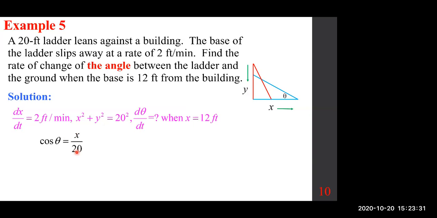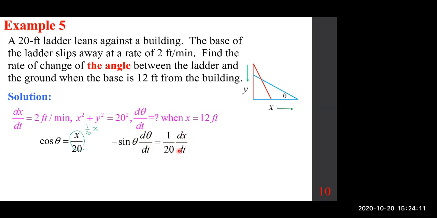Now, this is a very simple differentiation. Before we do that, I want everybody to see this is the same as saying 1 over 20 times x. And I say that for the sake of differentiation. So you're differentiating both sides with respect to t. Cosine gives you negative sine, so negative sine theta, and then d theta/dt. And this gives you 1 over 20, x gives you dx/dt. So take a look at what happens: minus sine theta d theta/dt equals 1 over 20 dx/dt.